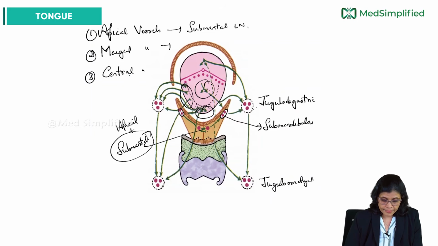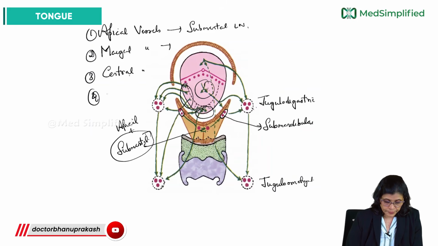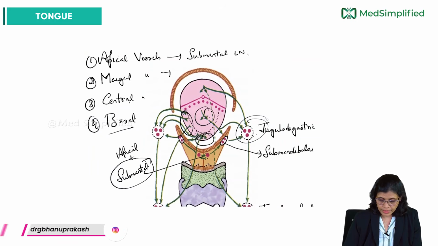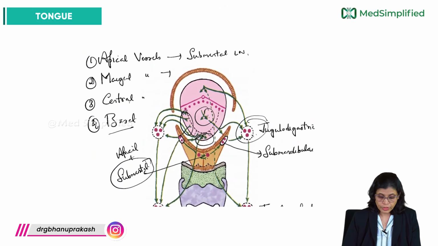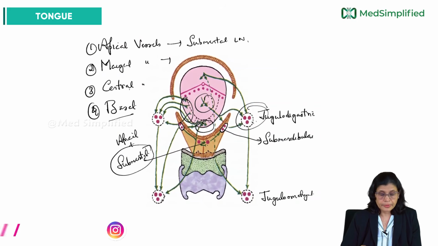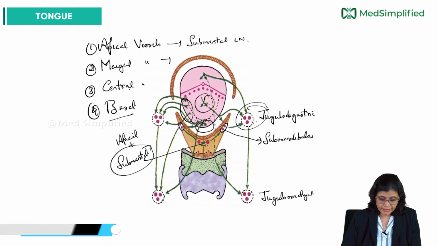And then we have the basal vessels here. Basal vessels basically will be draining the root of the tongue, as well as the posterior 1/3 of the tongue. So this will be draining into the upper deep cervical group of lymph nodes, including the jugulo-digastric group of lymph nodes. So that is the lymphatic drainage of the tongue. Now here what we have to understand is, in tongue cancer, how the tongue cancer can spread through these lymphatics. To understand that, understanding of these lymphatics is important.